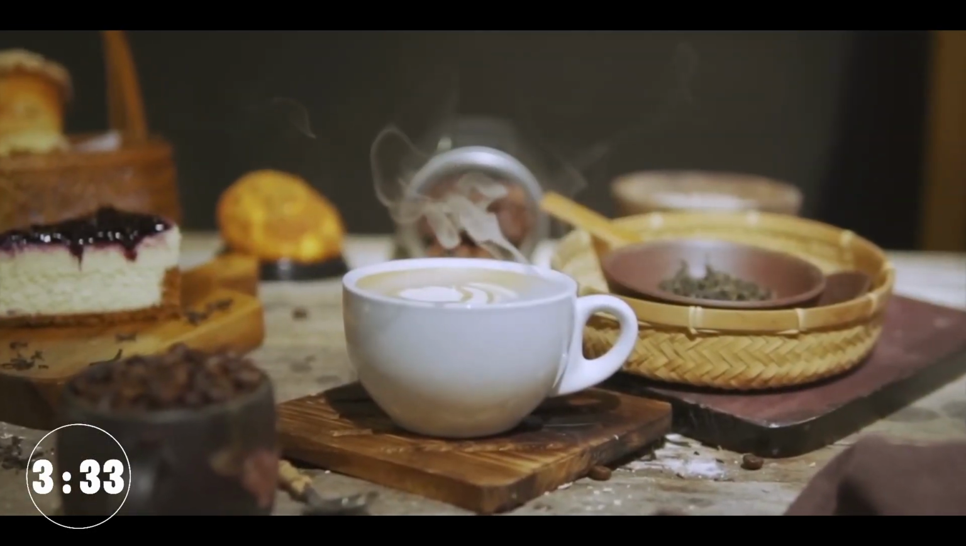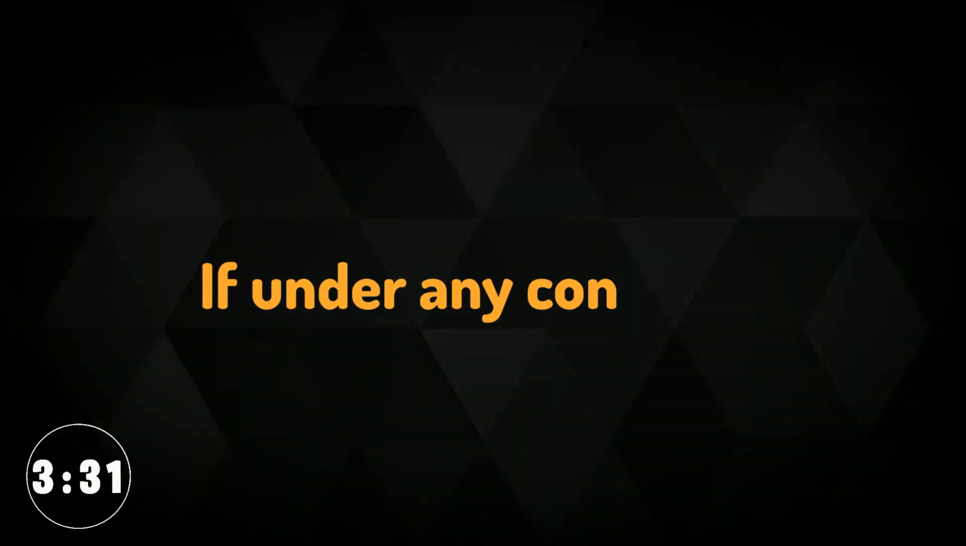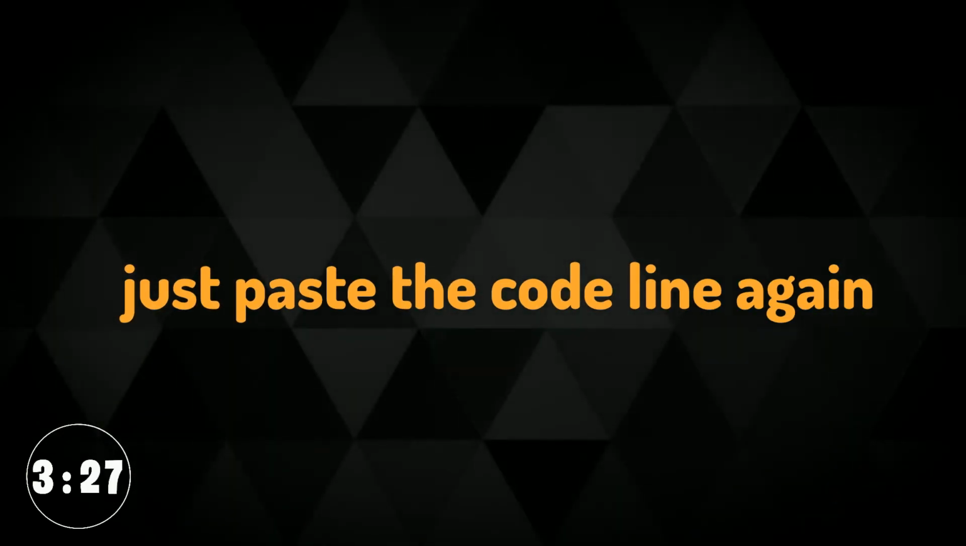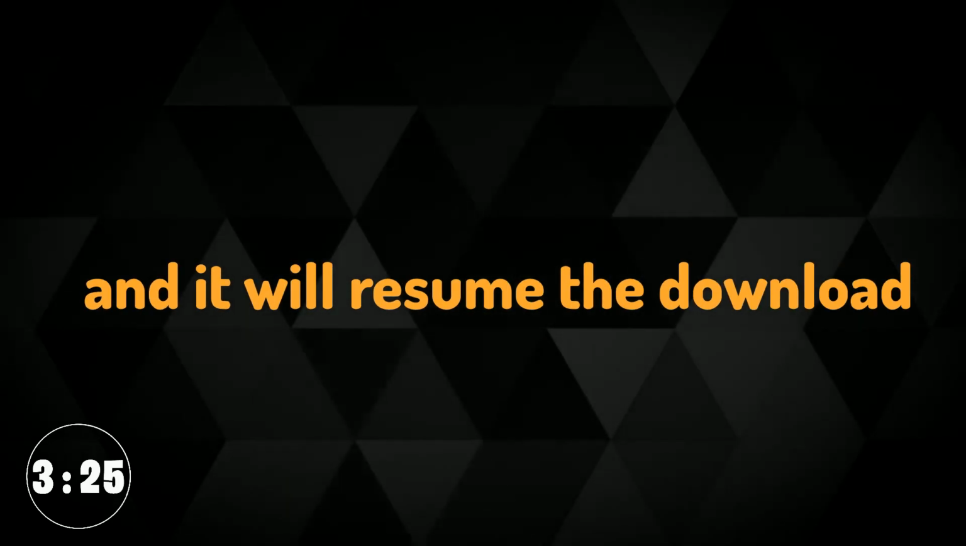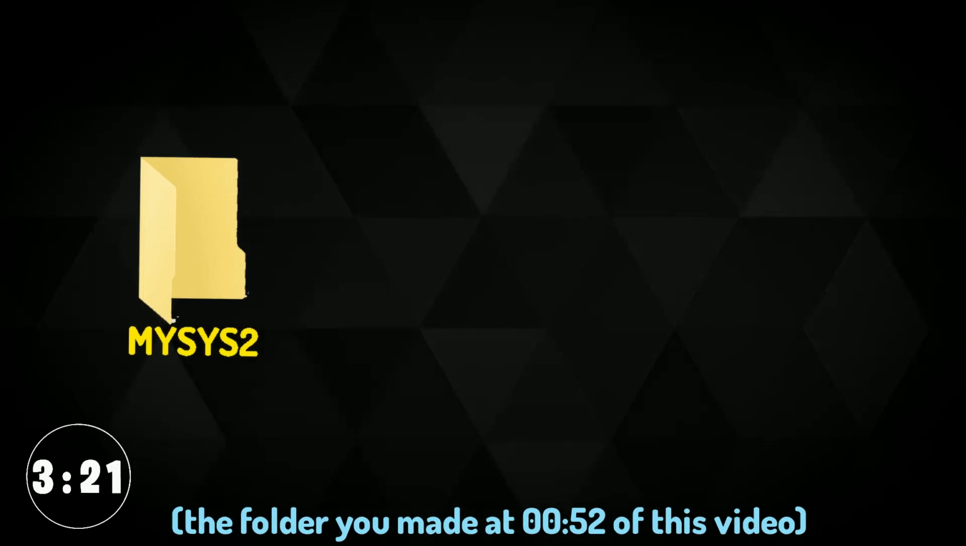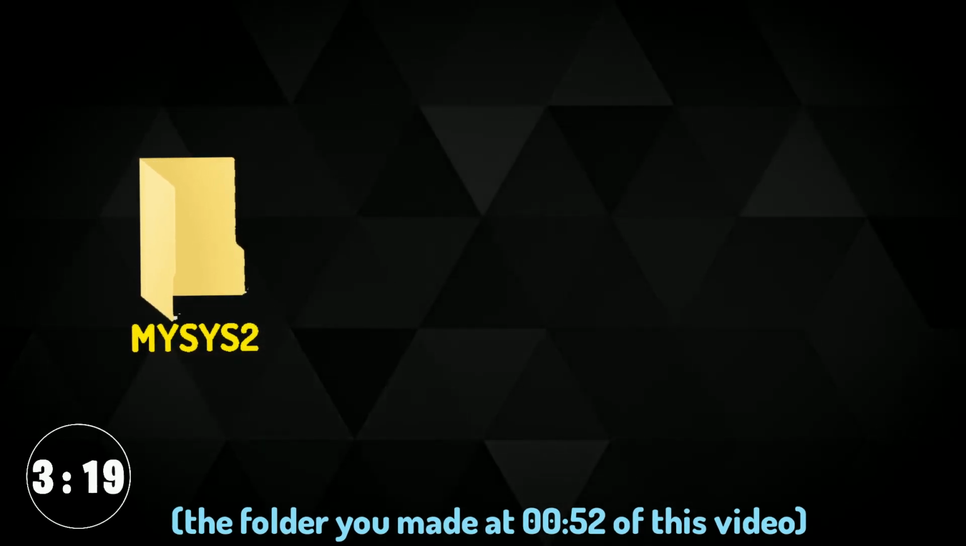Let the installation finish now. You can grab a bit of coffee for yourself right now. If under any conditions the installation gets a halt or abruptly stops, just paste the code line again and it would resume the download. Once the installation is completed, head on to the folder where you had installed MSYS2.